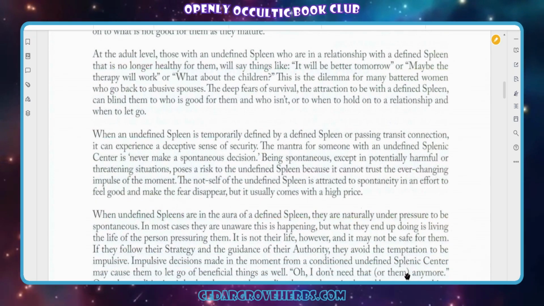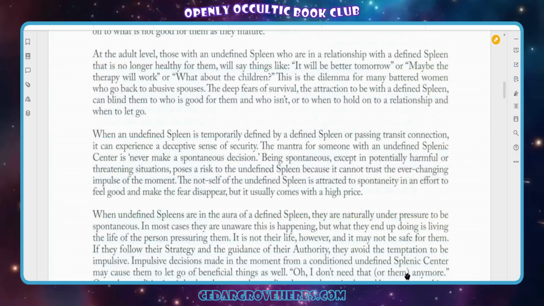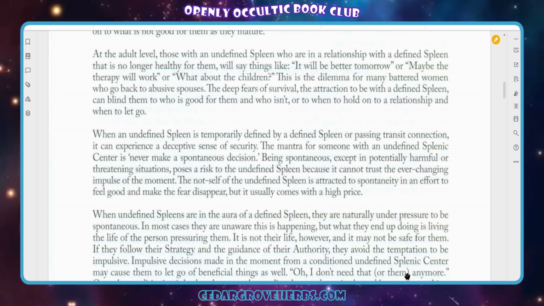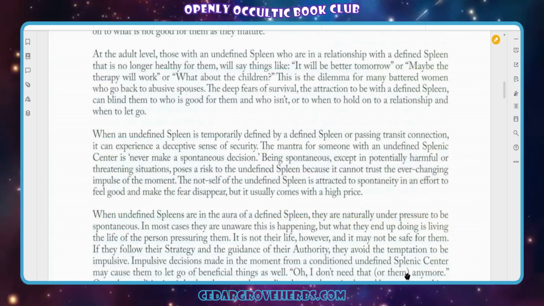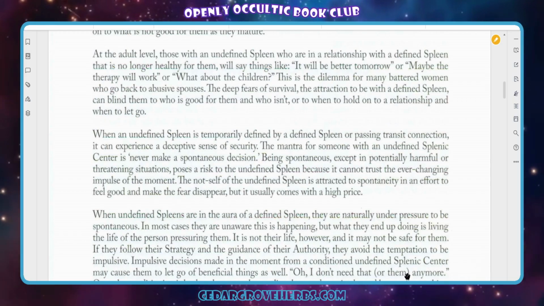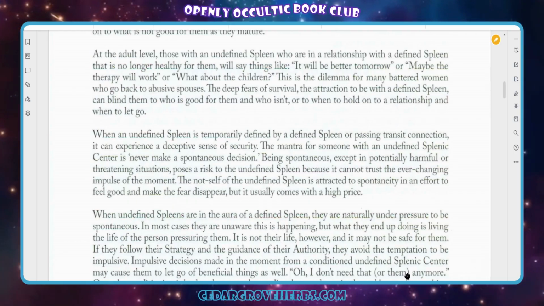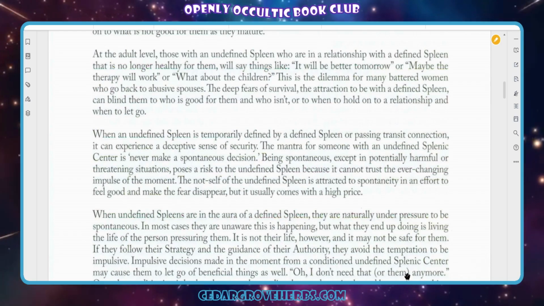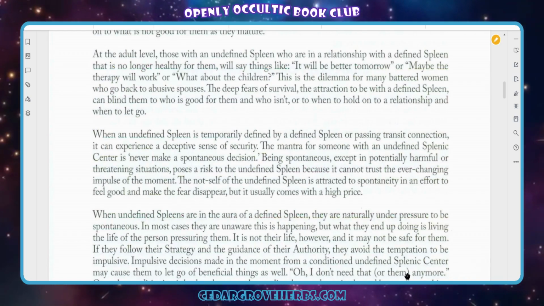When an undefined spleen is temporarily defined by a defined spleen or passing transit connection, it can experience a deceptive sense of security, right? So you don't have a defined spleen, but you're around someone who has one, or maybe the transit for the day activates spleen energies, sends out splenic energies. That person with the undefined spleen can experience a deceptive sense of security.